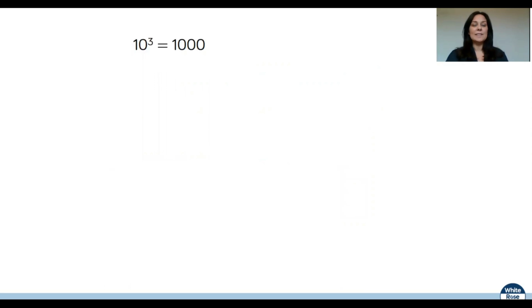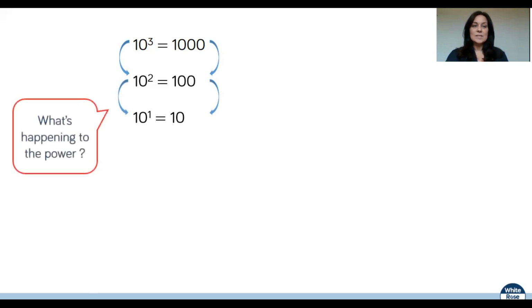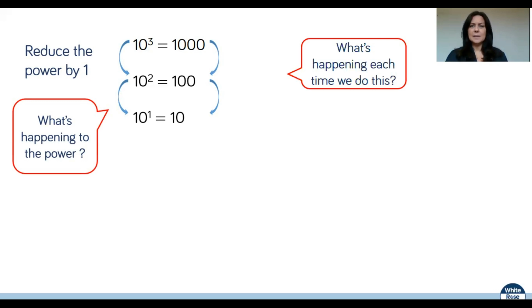So let's take a closer look at that exemplar question. So we're going to start with what the students already know. They know that 10 cubed is 1000, 10 squared is 100, 10 to the power of 1 is 10. Now, what I want them to do is think about the relationships, what's actually happening here. The questions I might ask are, what's happening to the power? What we want them to realise is that the power is reducing by 1 every time. But what's happening to the number each time we do this? So we want them to see that the number is being divided by 10 each time.